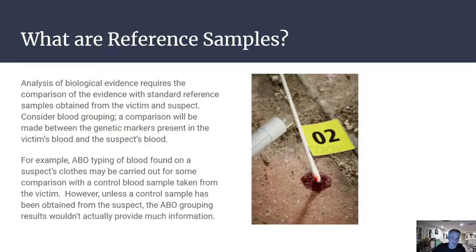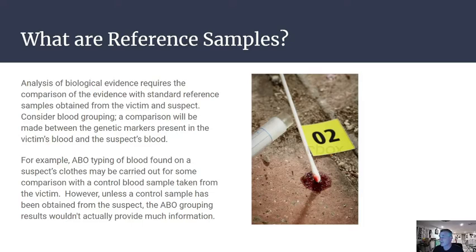Analysis of biological evidence requires the comparison of evidence with standard reference samples obtained from the victim and suspect. So if we get, for example, a suspect and they have some blood on their clothing, and we're able to get a sample of the blood from their clothing, we need to match it up with the blood from the victim and see if it matches. It's a comparison method, okay? That's what genetics is. We look at DNA and we compare the two, okay?